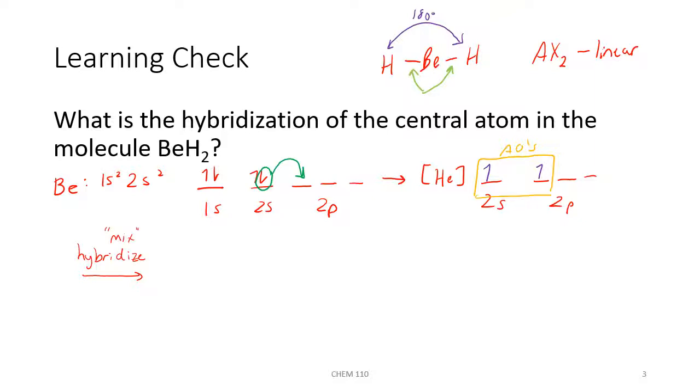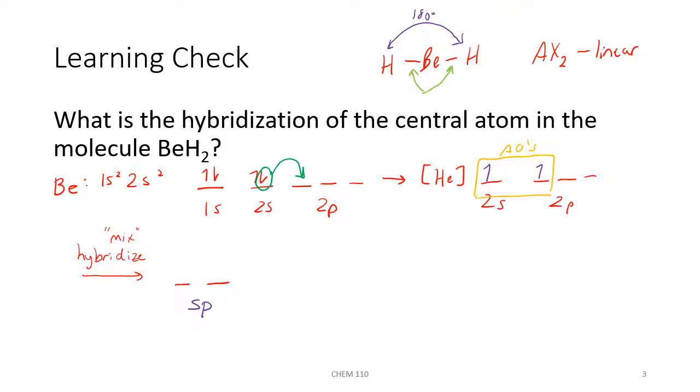Since we threw two atomic orbitals into our mix, we're going to get two new hybrid orbitals out of our mix. Our orbitals are going to be named based upon the atomic orbitals that we threw into our mixture. We threw an s in there and we threw a p in there. So the name of our hybrid orbitals are called sp hybrid orbitals. So each one of them is an sp hybrid orbital.